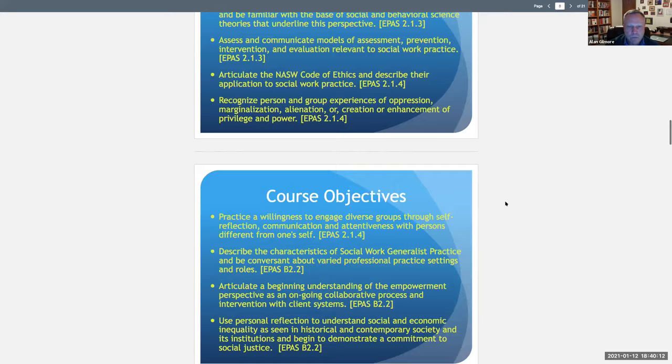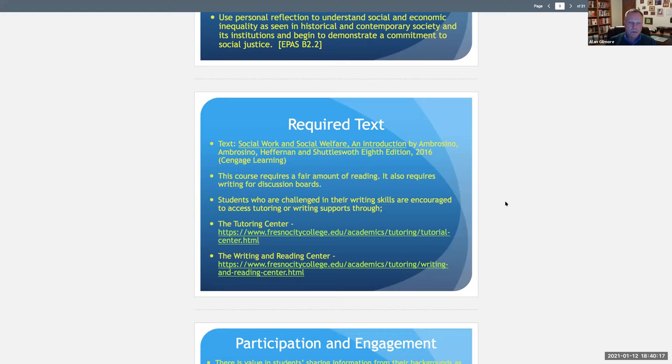Here is the required text. I hope most of you got the announcement this morning. Or if you want, you can look at the syllabus. There are 3 options for the textbook. So let me walk you through this really quickly. There is an original textbook that is actually in its 8th edition. So we're looking for you at the very least to secure the 8th edition of Social Work and Social Welfare, an Introduction. And here are the authors, as you can see.